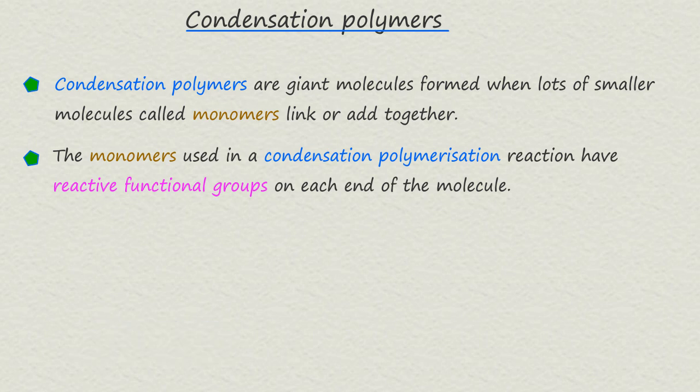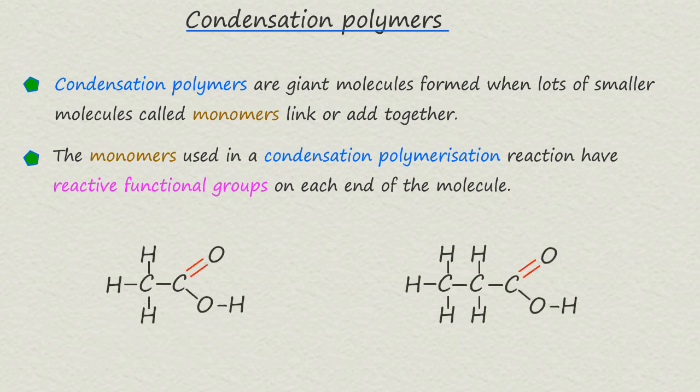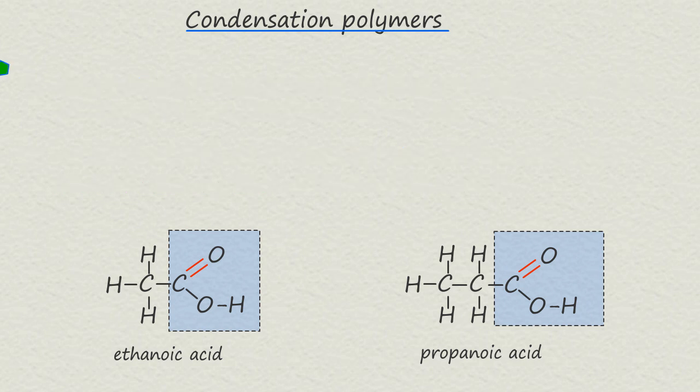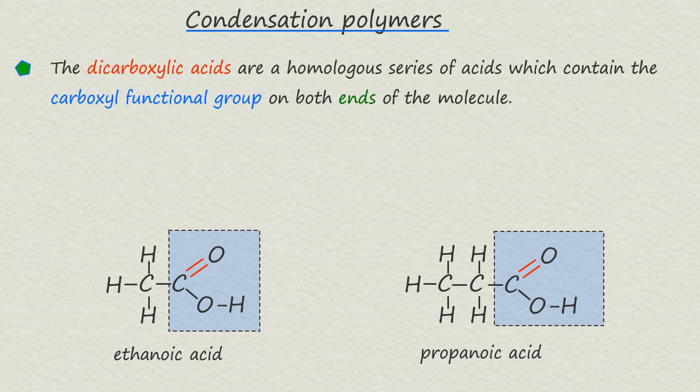COOH. For example, two common carboxylic acids that you are likely to have met are ethanoic acid and propanoic acid, which are both shown, and the reactive carboxyl functional group present in each of these molecules is highlighted. Well, another homologous series of carboxylic acids is called the dicarboxylic acids, and these molecules have the carboxyl functional group present on both ends of the molecule.